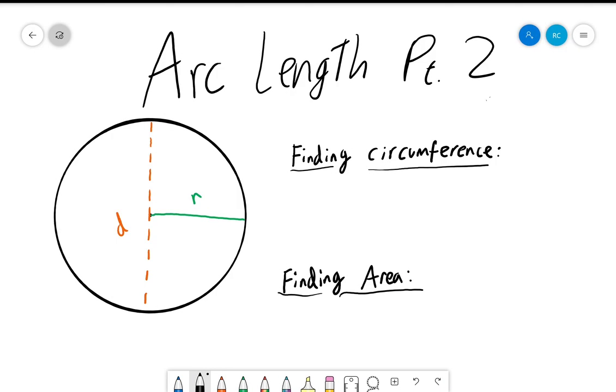Last video we did a couple of examples of arc length when we already knew the circumference of the circle. Now remember, circumference is that distance all the way around the circle. And in the last video where we talked about pi, we learned that pi is the ratio between the diameter and the circumference of a circle. So we learned that circumference is equal to pi times the diameter.